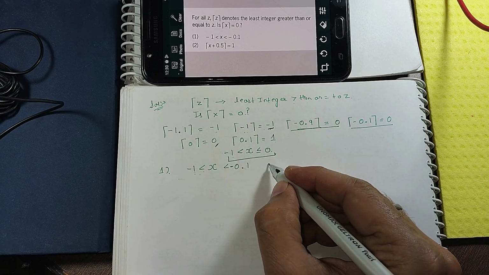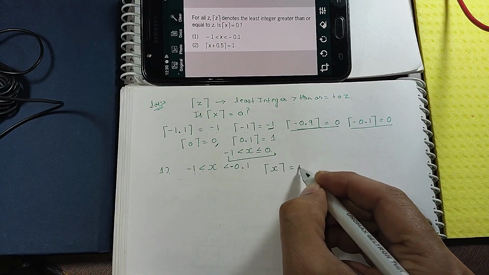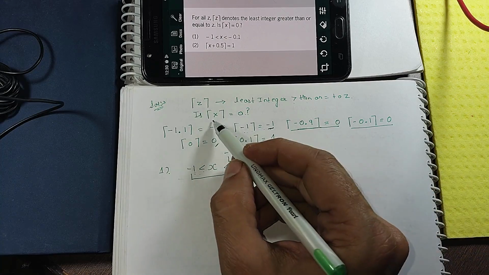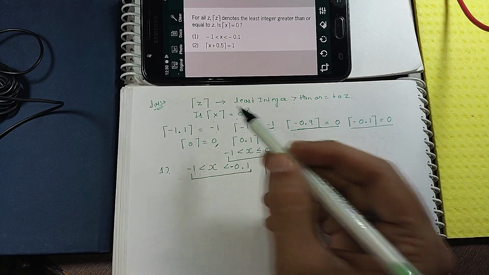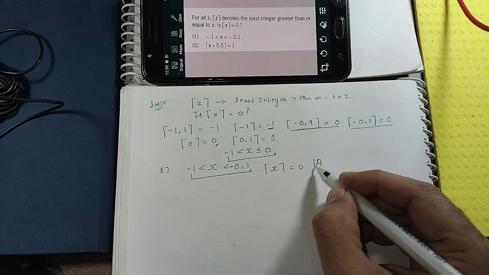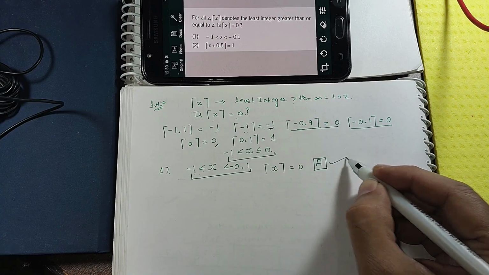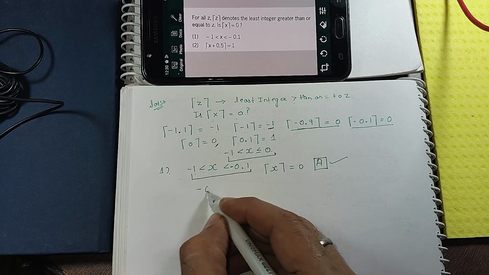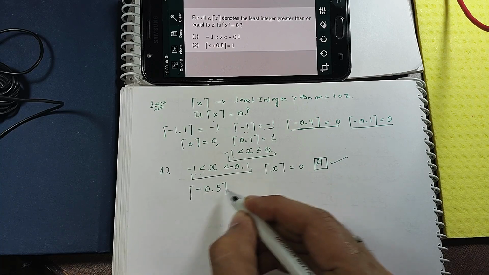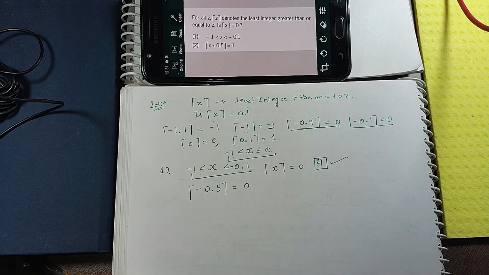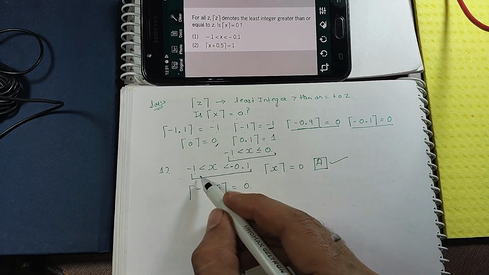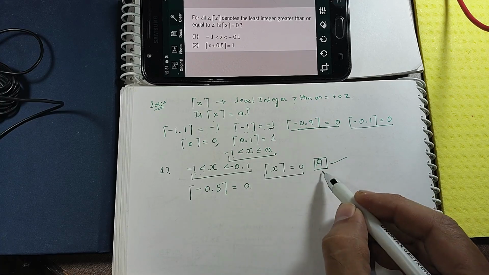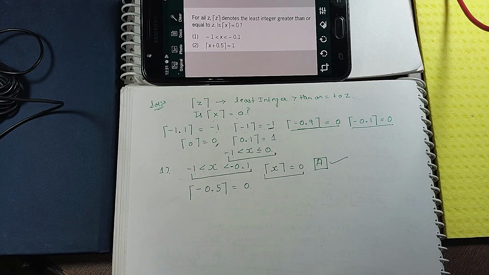So I can definitely say that this operation is equal to 0. So yes, with this operation it is 0, and I will say that statement 1 is sufficient to answer my question. If you want, we can take some examples in this range. Let us suppose it to be -0.5, right? So this will be equal to 0. Since we have calculated the range and it falls inside this range, we can definitely say that it is equal to 0 and statement 1 is sufficient.